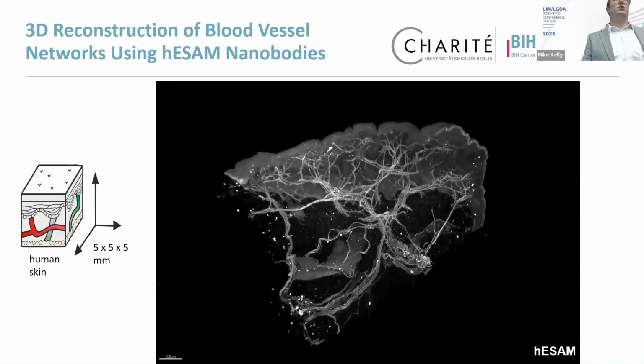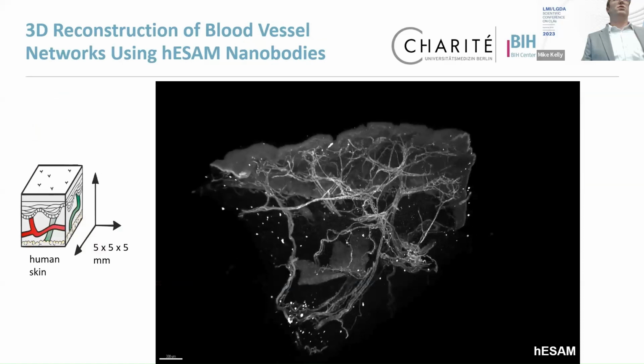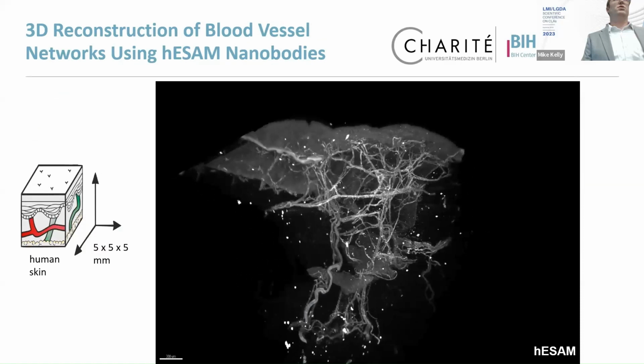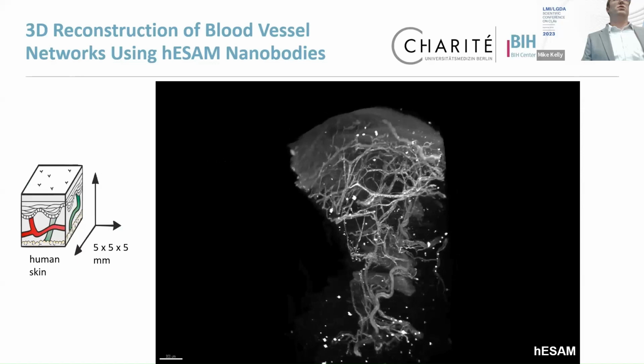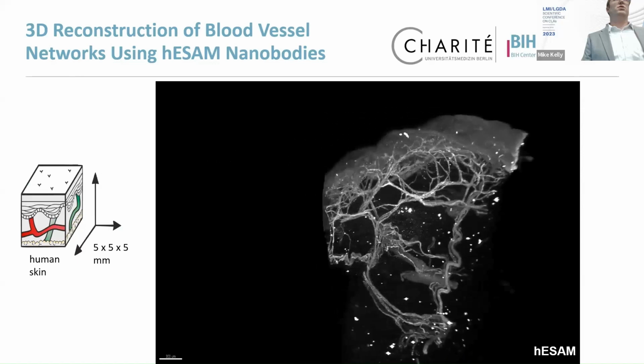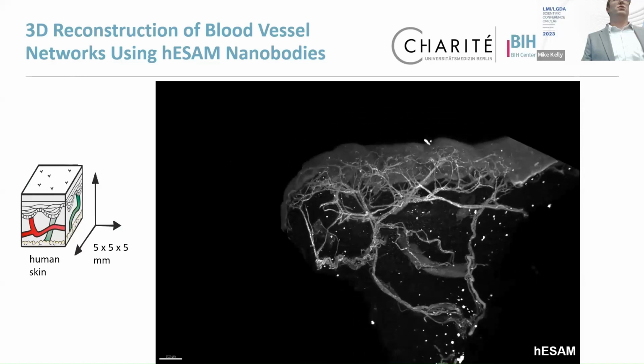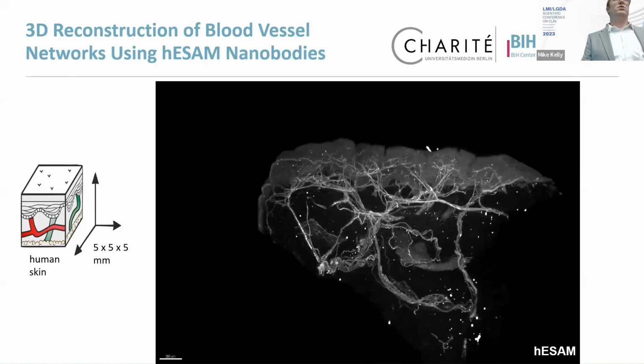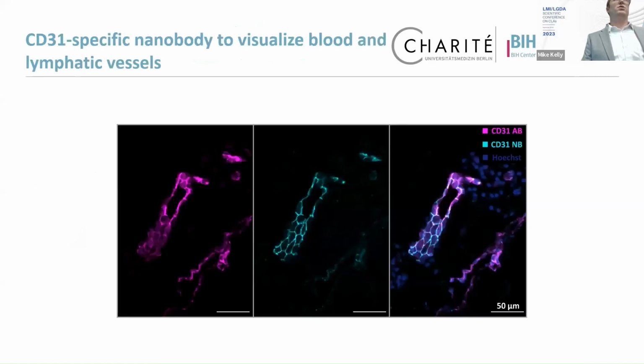That was the first nanobody we generated. It's an ESM1 nanobody staining blood vessels. In the skin biopsy, you can nicely see the architecture of the blood vessels. But of course, for blood vessels and lymphatic vessels, there's another marker which is quite popular, and that's CD31. So we also generated a human CD31 nanobody to visualize blood and lymphatic vessels.